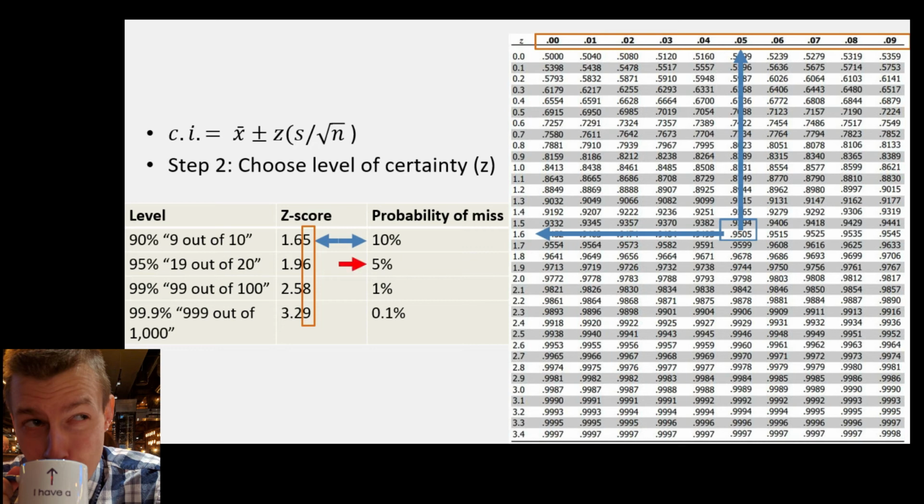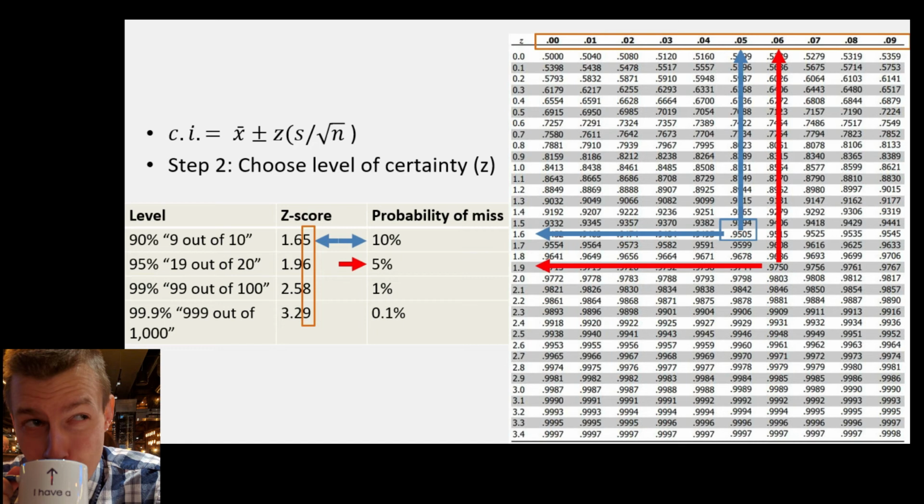Doing this again for the 5% probability of miss, the standard 19 times out of 20 reported for most surveys and polls, we take our 5%, or 0.05, and we put half in each tail, so we're looking for the score where 97.5%, or 0.975 of the distribution falls to its left. Here it is. We get 1.9 from the left column and 0.06 from the top row for a score of 1.96.